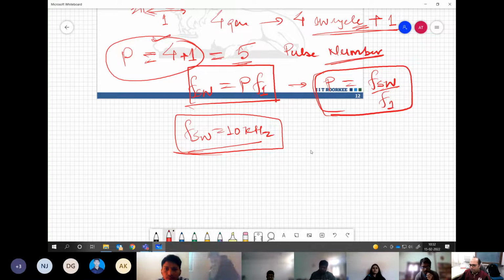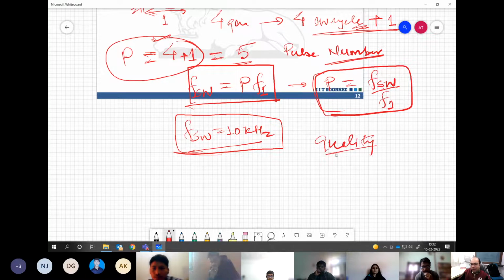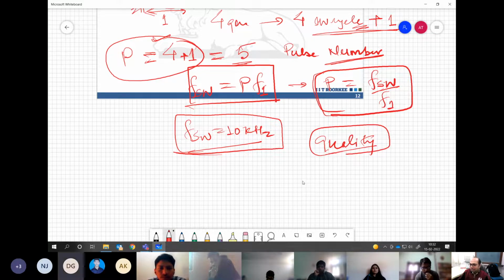So the number of cycles is 10 in the fundamental. Okay, let me be more specific. What feeling will you have about the quality of the line current waveform? It will have lower THD. Lower THD, that means you are expecting good quality, right? Yes, sir, when I say 10 kilohertz of switching frequency. Fine, right? Yes or no? Yes, sir. Okay, now have I said anything about my fundamental frequency so far?